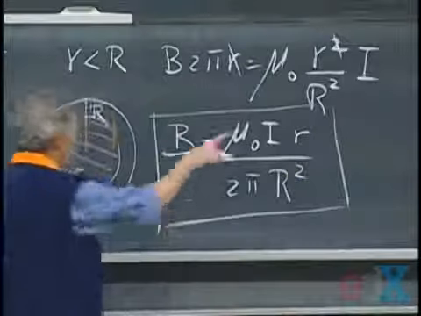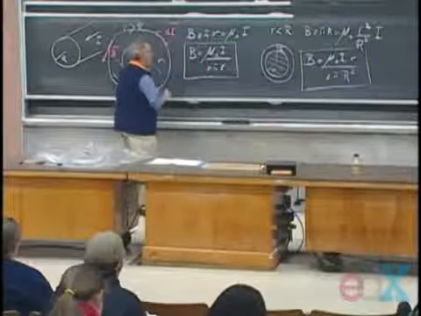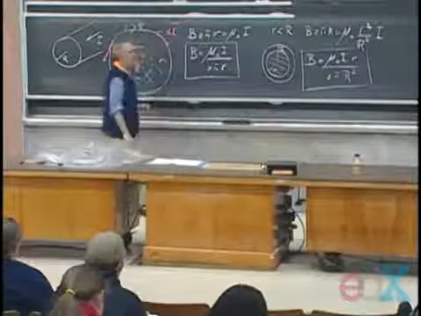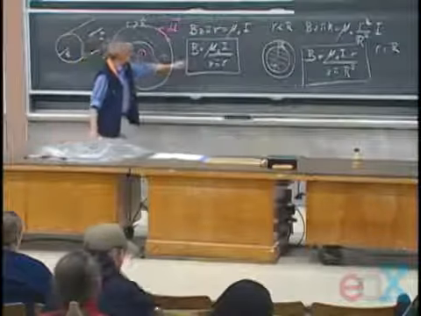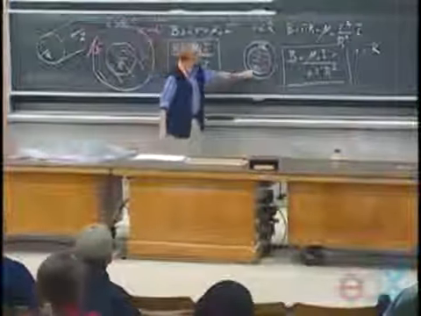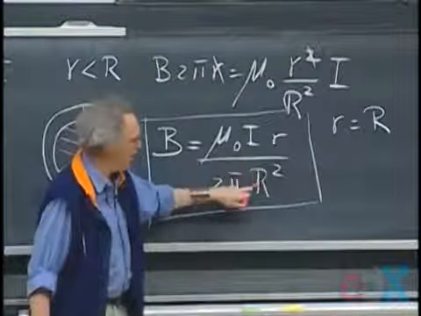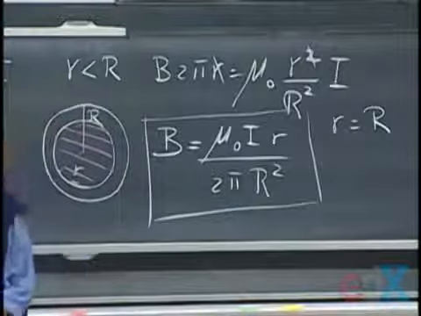And this grows linearly with r, whereas the outside result falls off as 1 over r. And if you substitute in this equation r equals capital R, which would be the magnetic field right at the surface of the wire, you find exactly the same result. Little r becomes a capital R, you lose one capital R, and you get the same result.